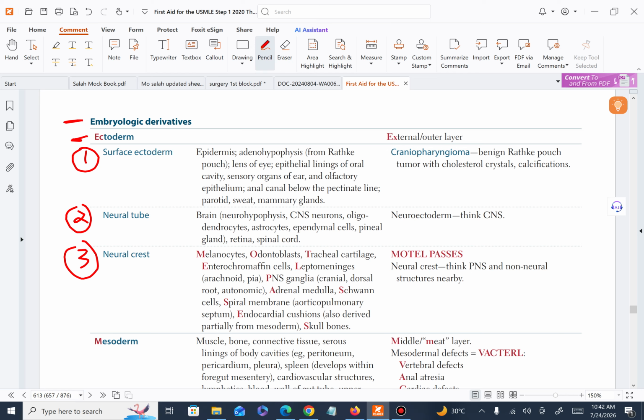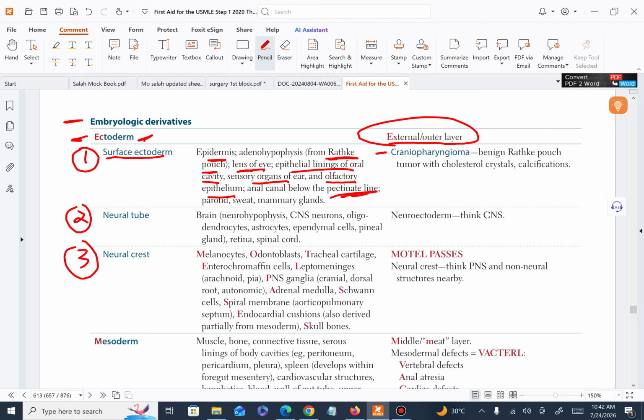So, from the surface ectoderm: the ectoderm is the external or outer layer, and from the surface ectoderm the epidermis arises, adenohypophysis, which arises from the Rathke's pouch, lens of the eye, epithelial linings of the oral cavity, sensory organ of ears and olfactory epithelium, anal canal below the pectinate line, parotid, sweat, and mammary glands. These all structures arise from the surface ectoderm.